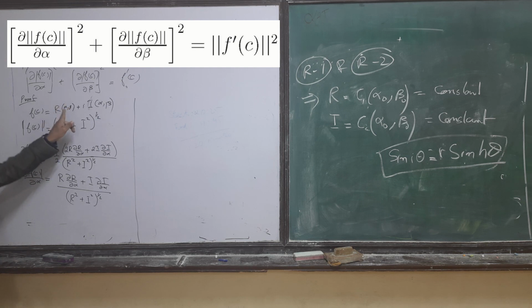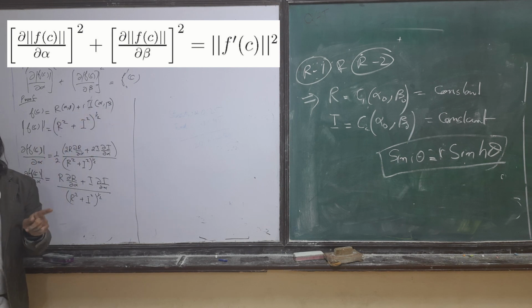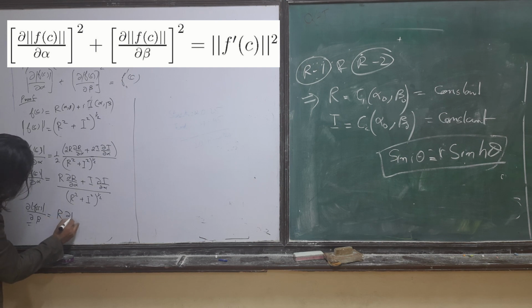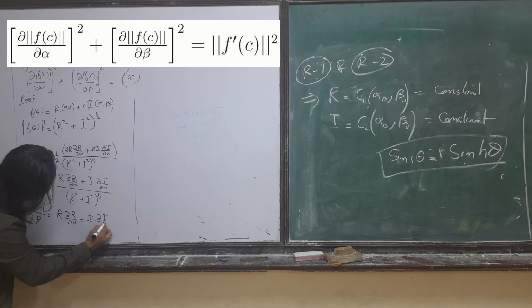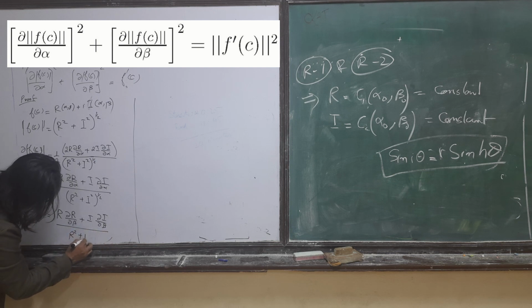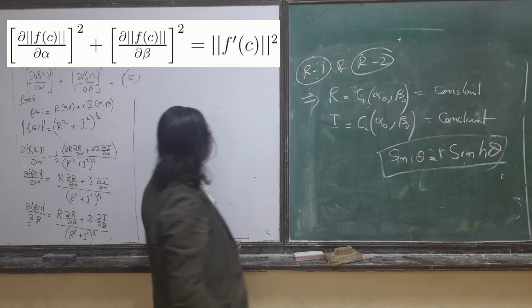Okay, because R is a function of alpha and beta, and I is a function of alpha and beta, both are symmetric in alpha and beta. So for the second, partial F(c) over partial beta, that will be R partial R over partial beta plus I partial I over partial beta, divided by R square plus I square to the power 1 by 2.